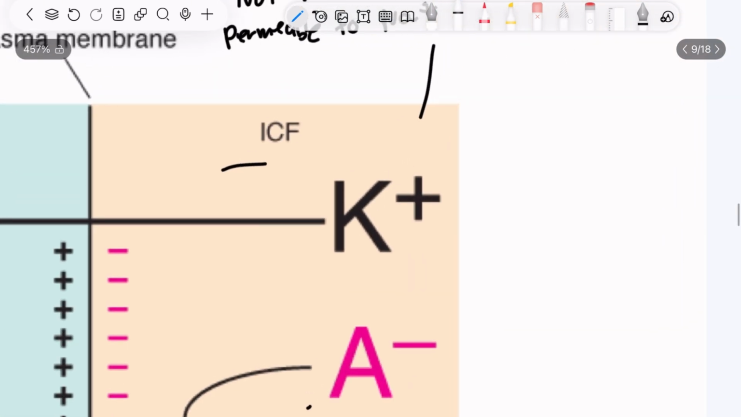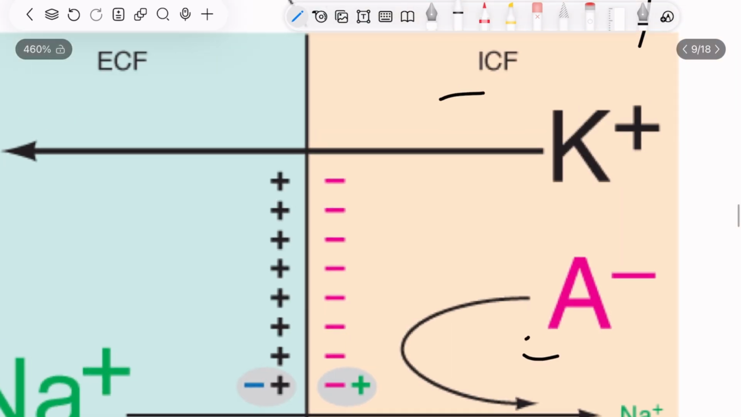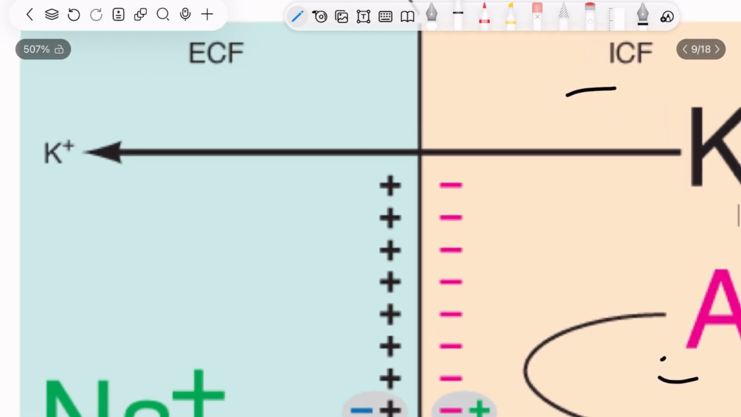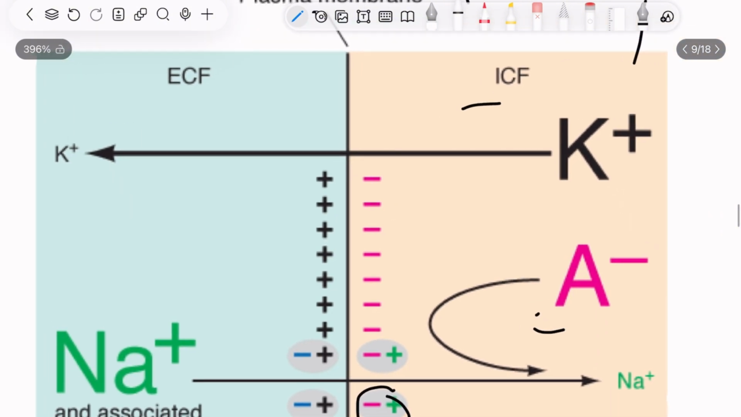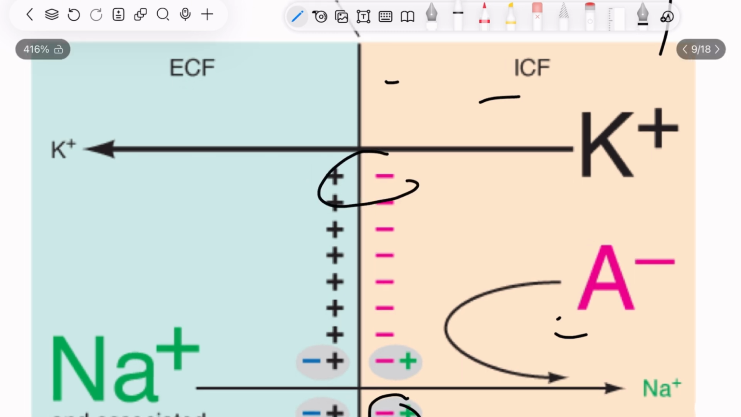Starting off with potassium, potassium is more concentrated inside the cell compared to the outside. So potassium tends to leak out of the cell because of its concentration. It diffuses from high to low concentration to the outside. However, as potassium leaves the cell, it makes the inside cell more negative. The negative charge inside eventually pulls the potassium back to the cell.